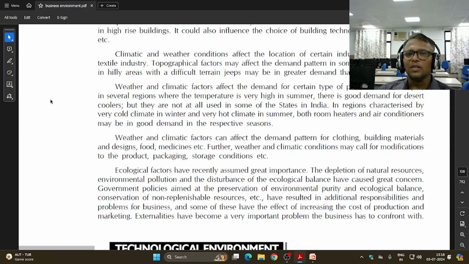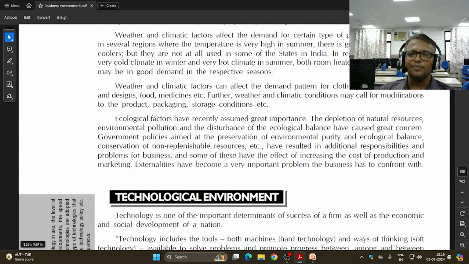Ecological factors have recently assumed great importance because of the depletion of natural resources, environmental pollution, and the disturbance of ecological balances, which cause great concern. Government policy aimed at the preservation of environmental purity and ecological balance, conservation of non-renewable resources, etc., has resulted in additional responsibilities and problems for business, and some of these have increased the cost of production in the market. Thus, externalities have become a very important problem that business has to confront.